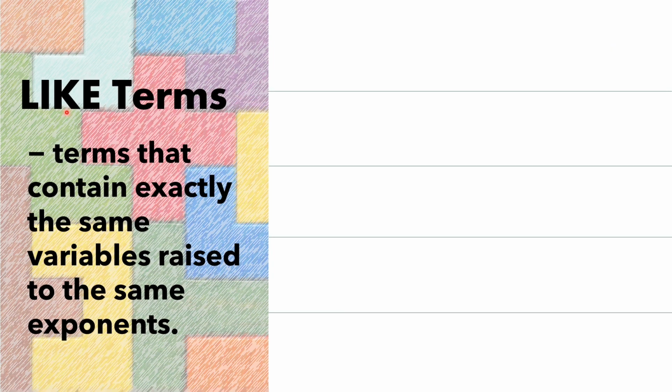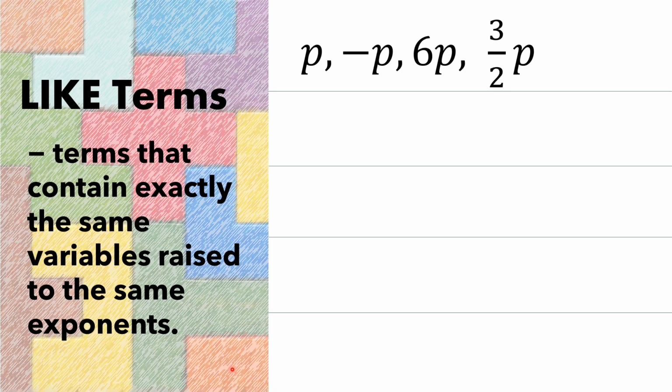Let us recall how to identify like terms. Like terms are terms that contain exactly the same variables raised to the same exponents. Let's have number 1: P, negative P, 6P, 3 halves P. These expressions or terms have the same variables raised to the same exponents, that is P. Therefore, these are like terms.